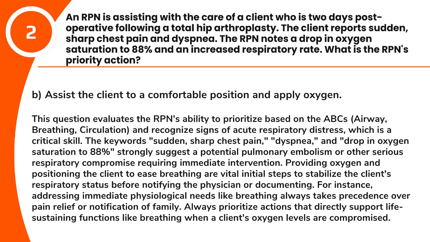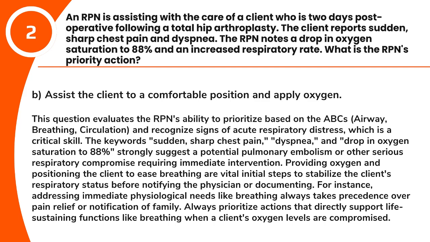Answer: B. Assist the client to a comfortable position and apply oxygen. This question evaluates the RPN's ability to prioritize based on the ABCs, airway, breathing, circulation, and recognize signs of acute respiratory distress, which is a critical skill. The keywords sudden, sharp chest pain, dyspnea, and drop in oxygen saturation to 88% strongly suggest a potential pulmonary embolism or other serious respiratory compromise requiring immediate intervention.